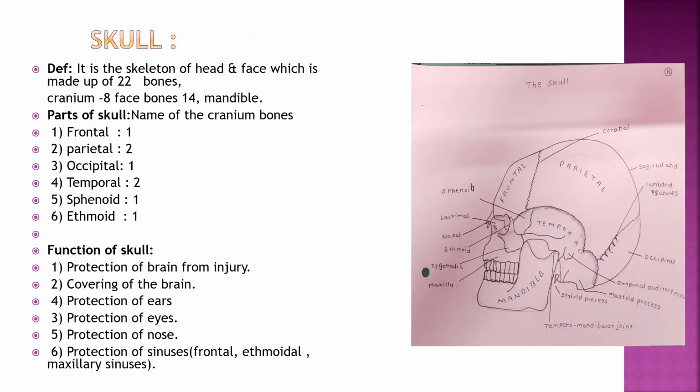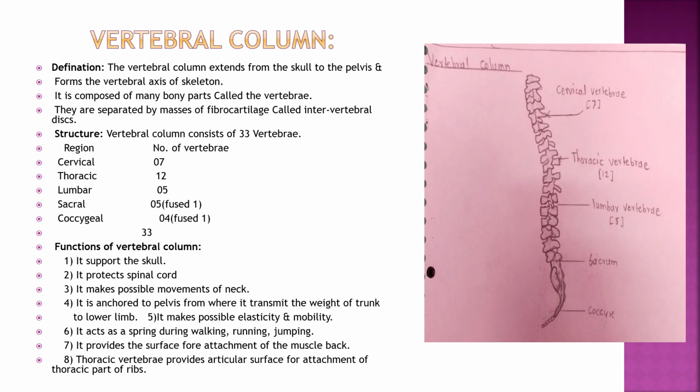So it is mainly the skeleton of the head, and it is made of many cranial bones like frontal, parietal, occipital, temporal, sphenoid, ethmoid, and the main function of the skull is to protect the brain from injury. Then second is the vertebral column. So it is a column present on the back side.